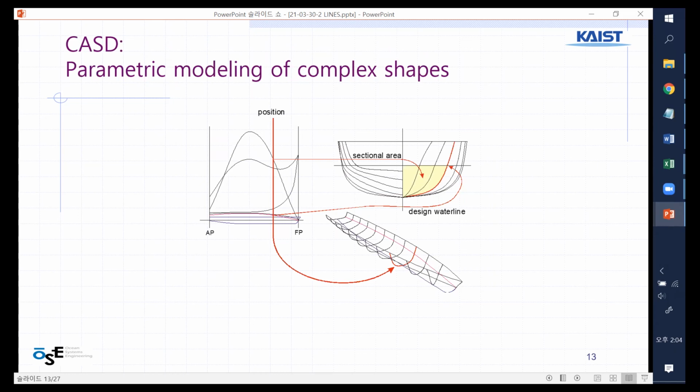And then finally, we arrive at the right-hand side, the bottom, there are ship-like surfaces or a series of curves along the length of the ship. That is the way the computer is working. A human is also doing similarly. And then finally, we arrive at surfaces from the curves or lines.